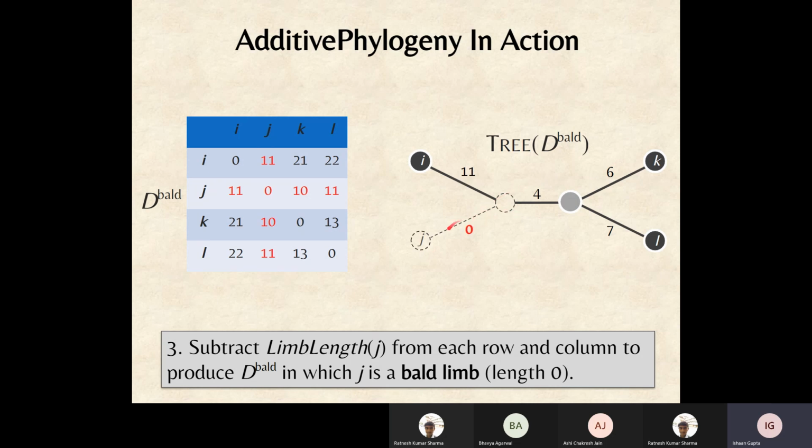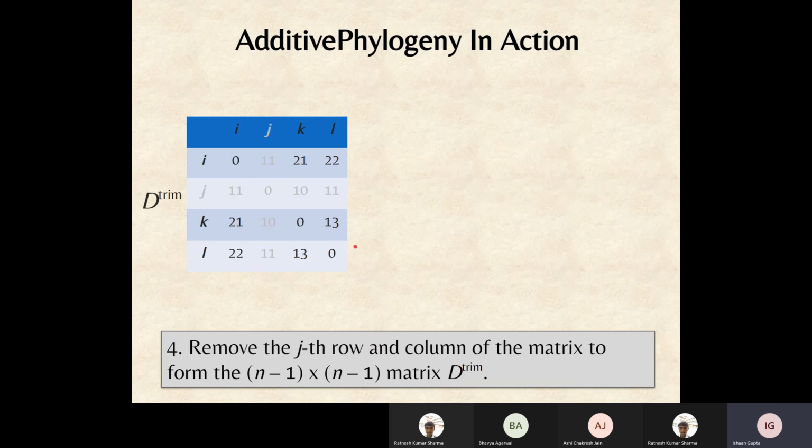Essentially, because you know that the length of this limb is 2, once you subtract 2 from all the other columns, including the length of j from m, you get the value of 0. So this is how the matrix would look. Now once you have this matrix, the next step is you remove the j column.